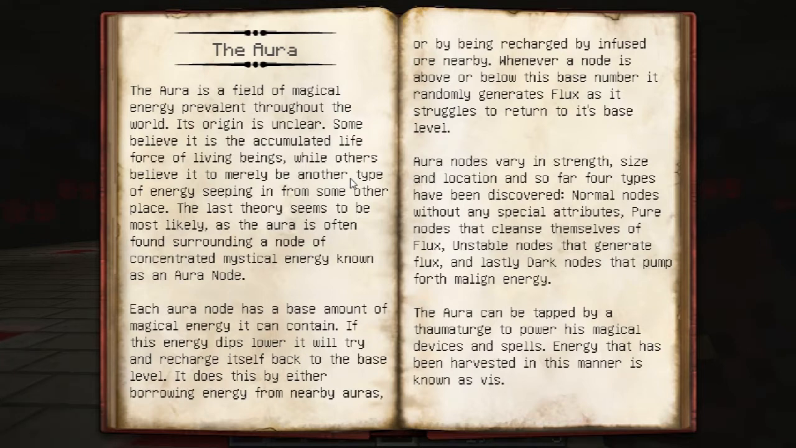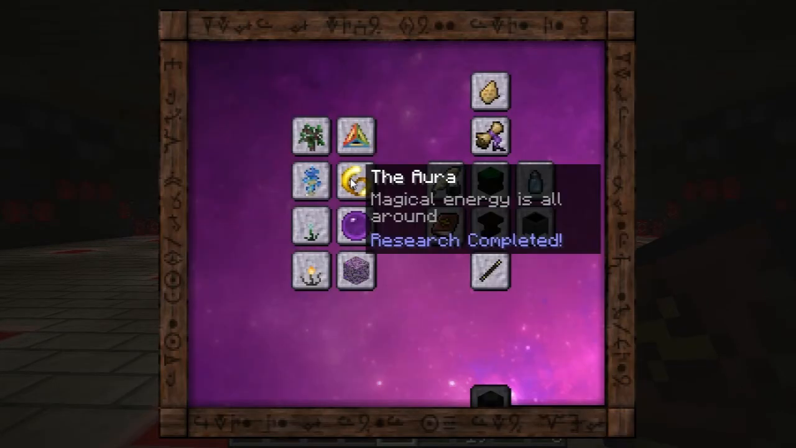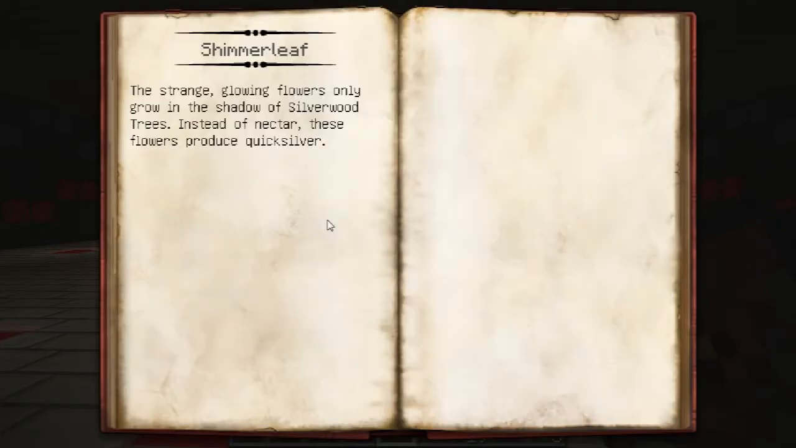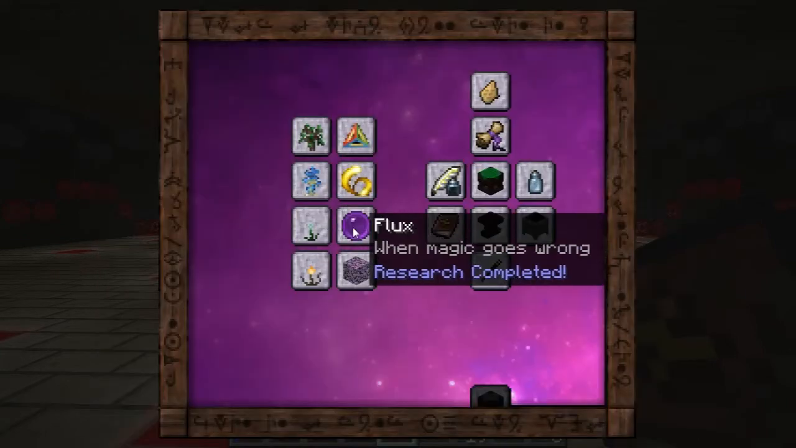The aura can be tapped by a thaumaturge to power its magical devices and spells. Energy that has been harvested in this manner is known as Vis. Interesting. Shimmerleaf. The strange glowing flower only grows in the shadow of silverwood trees. Instead of nectar, they produce quicksilver.